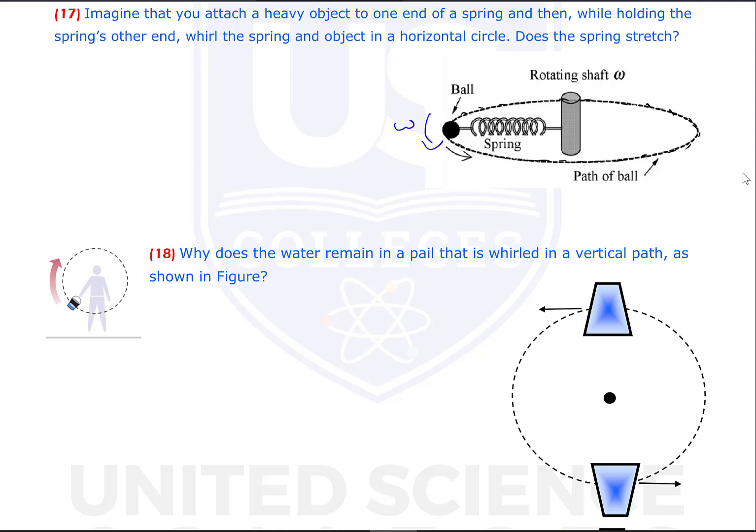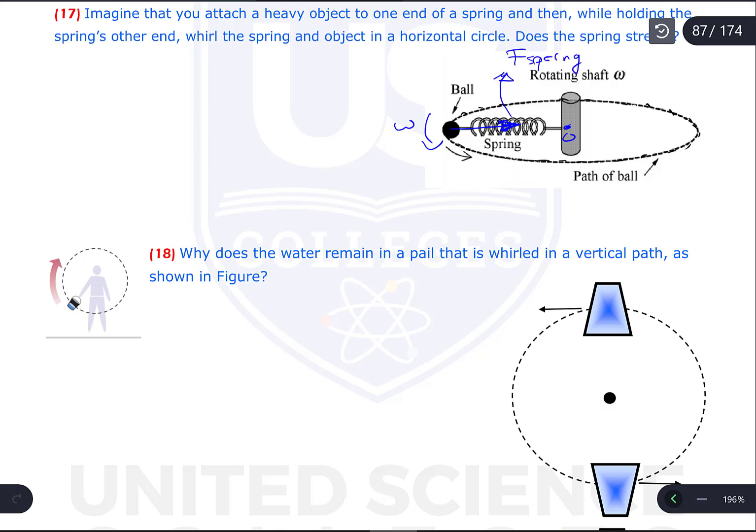So when this object is moving in a horizontal circle, the force which keeps this object in the circular path is the force applied by the spring, and this spring is going to be pulling this object towards the center of the circle. This force, which will be studied in detail in the third chapter, is called spring force, the force because of the spring.